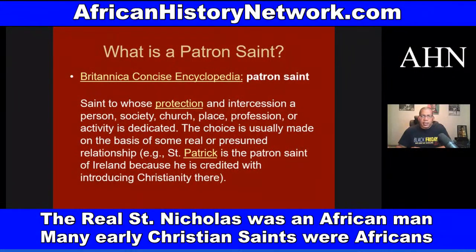A patron saint is a saint to whose protection and intercession a person, society, church, place, profession, or activity is dedicated. The choice is usually made on the basis of some real or presumed relationship, like St. Patrick is a patron saint to Ireland because he's credited with introducing Christianity, even though you had someone who went in the year before, in 431 AD, who was sent in to convert the Irish to Christianity. St. Patrick gets that credit. St. Patrick was a mass murderer also.